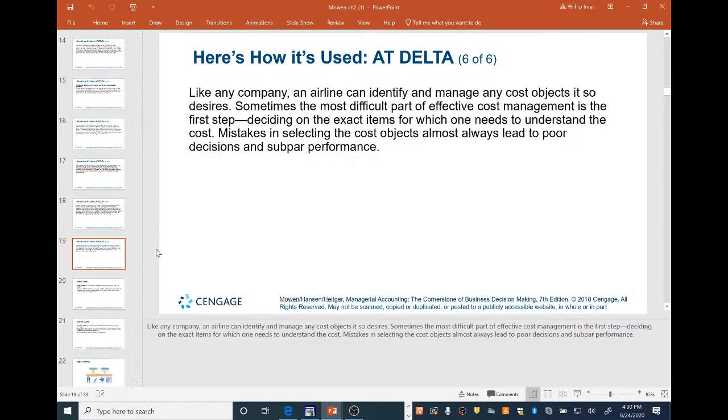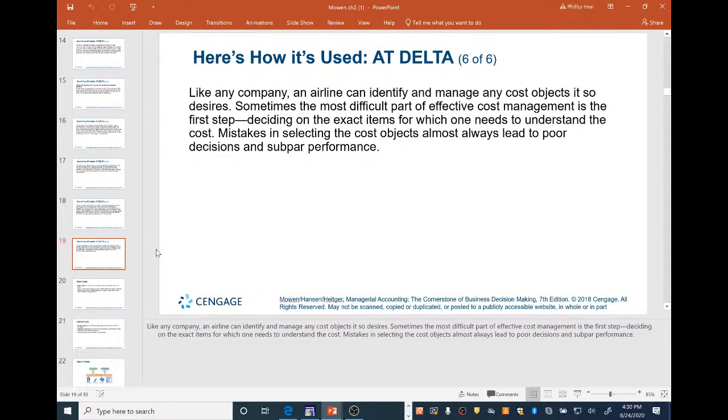So like any other company, an airline can identify and manage any cost object it so desires. Sometimes the most difficult part of effective cost management is the first step, deciding on the exact items for which one needs to understand the cost. Mistakes in selecting the cost objects almost always lead to poor decisions and subpar performance. So once again, if you get the cost wrong from the beginning, it's going to throw off what you can charge for your product, which will have a huge effect on the rest of your operating success, because that determines how much money you have to spread out over all your other costs to bring that good or service to market.